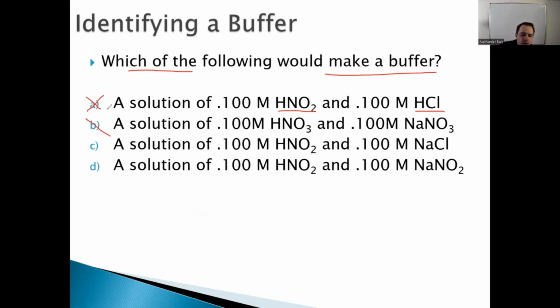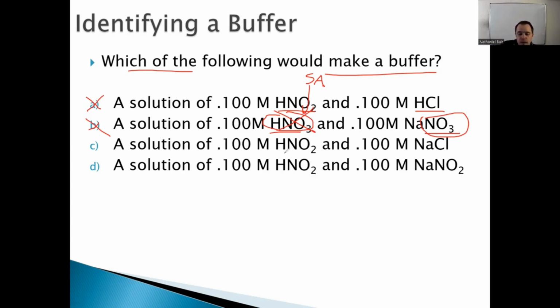B, also not a buffer. Now, B, I think, would get a lot of students in trouble. They would say, well, that's an acid and there's its conjugate base. But here's the problem. HNO3 is one of the 6 strong acids that you need to memorize. So this would not be an effective buffer. Remember, the conjugate of a strong acid is not basic at all. So this really lacks a basic component. So that's why that one is not a buffer.